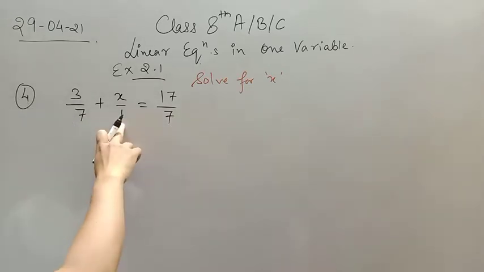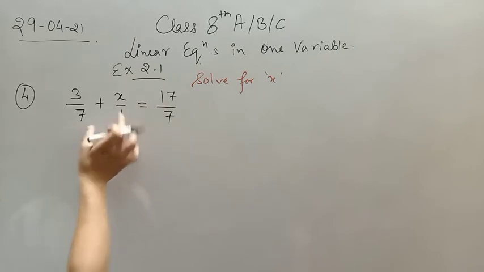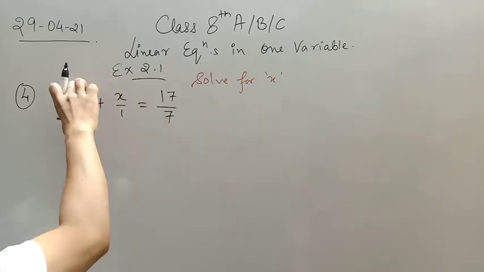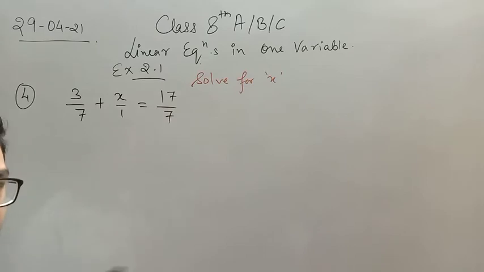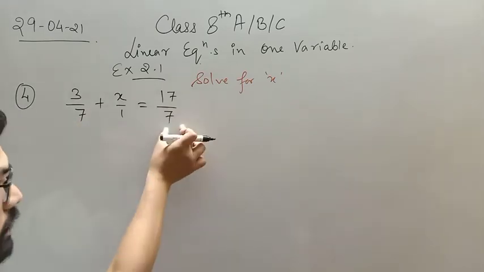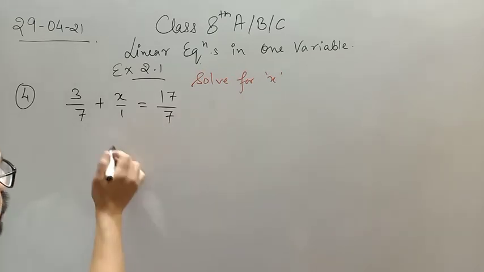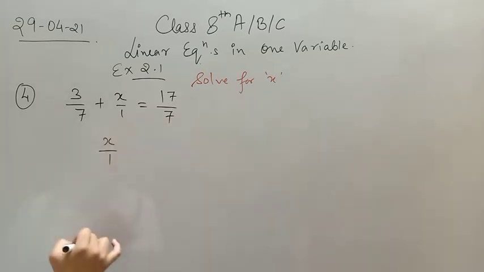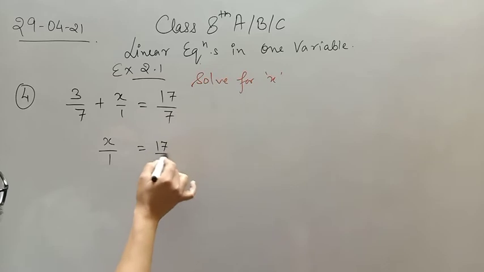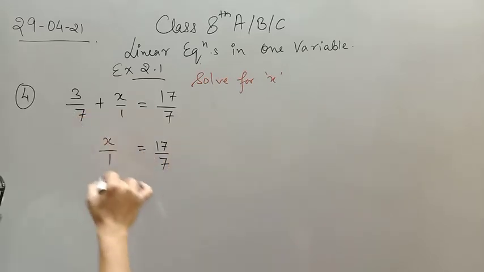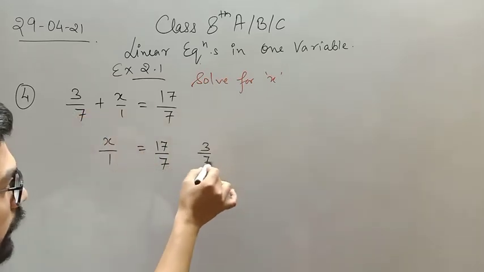बेटा, this is LHS, this part is LHS. और LHS में बेटा मेरे पास वेरिएबल भी है और कांस्टेंट भी है, but RHS में मेरे पास सिर्फ और सिर्फ कांस्टेंट है. सो मैं क्या करूंगा, इस कांस्टेंट को इस कांस्टेंट के साथ क्लब कर दूंगा. So what I can write here is x upon 1 is equals to 17 upon 7 as it is, and I just transpose this 3 upon 7 here in RHS.